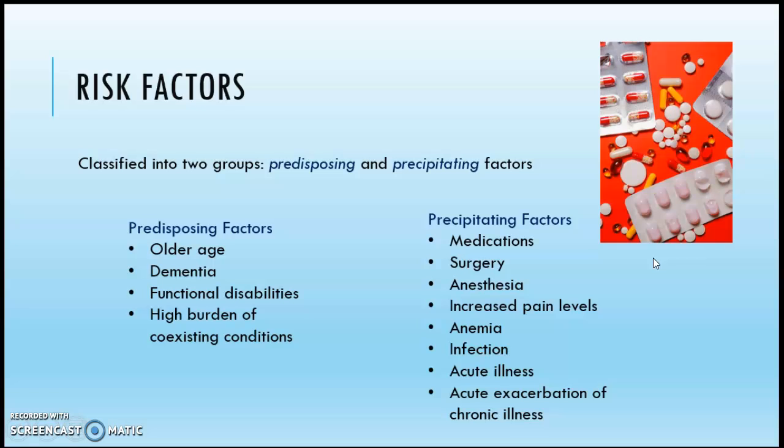Risk factors are classified into two groups, predisposing and precipitating factors. Predisposing factors include older age, dementia, functional disabilities, high burden of coexisting conditions. Precipitating factors include medications, surgery, anesthesia, increased pain levels, anemia, infection, acute illness, acute exacerbation of chronic illness.